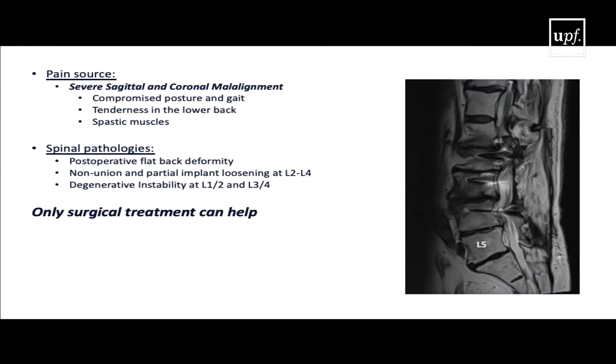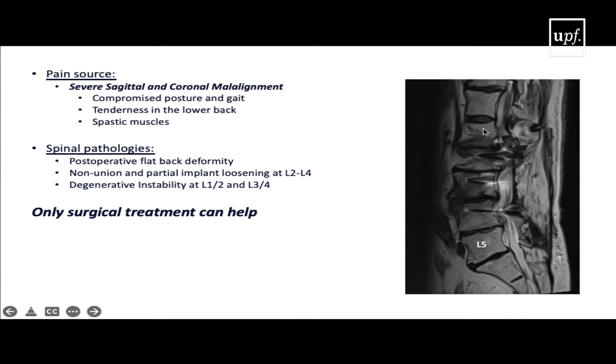And the patient had different sources of pain. For example, the malalignment of the lumbar spine. You can see also on the MRI that the lumbar spine is straight. The patient lost the lordosis because of the previous surgeries and the previous bad stabilization.